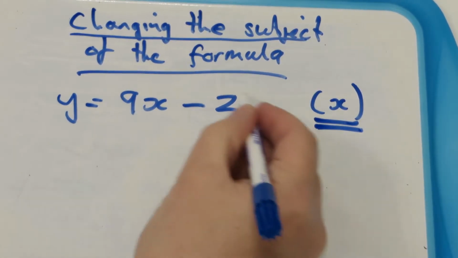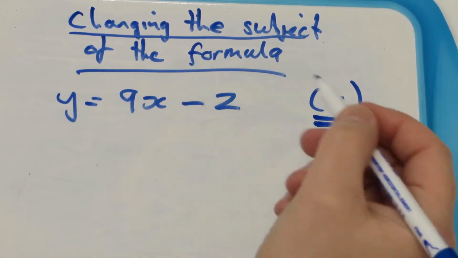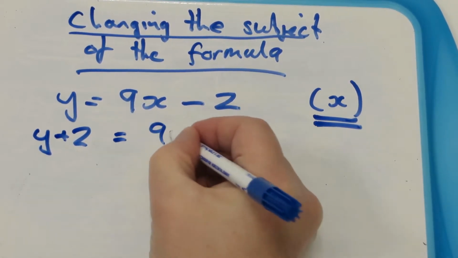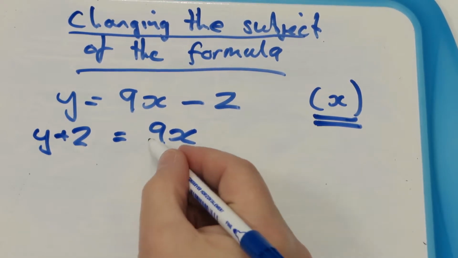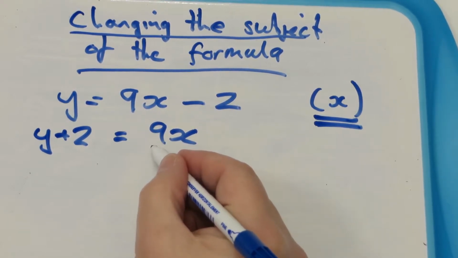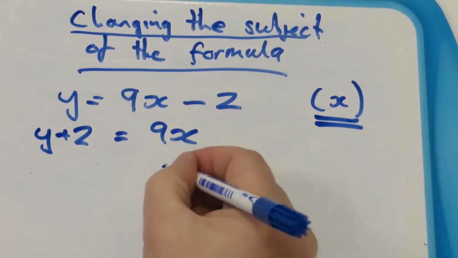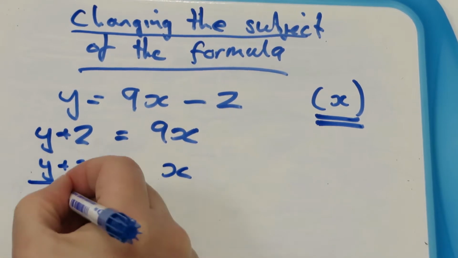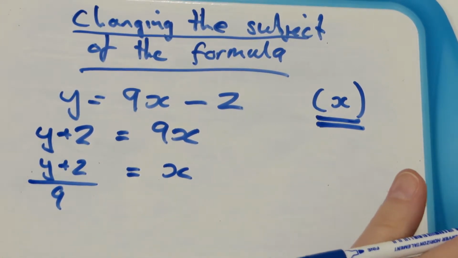So if we look first of all, it means we want to get x on its own. So let's eliminate this minus 2. So we're going to add 2. So we're going to have y plus 2 on this side, and we're just going to have 9x on this side. What we now want to do is eliminate this multiply by 9. To eliminate a multiply by 9 on this side, we would divide by 9 so they cancel each other out. So this side would leave us with x, and this side would be y plus 2 divided by 9. And that is an example of changing the subject of a formula.